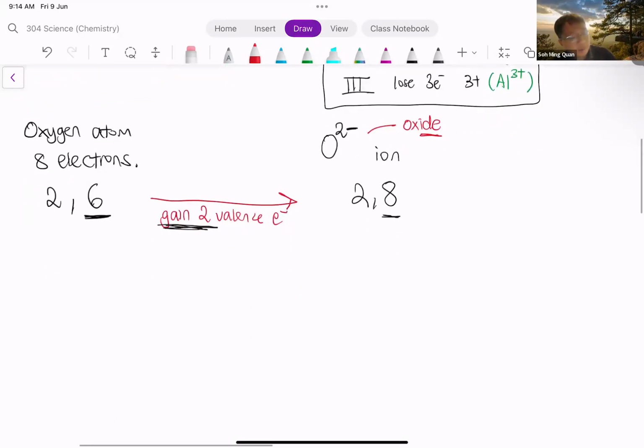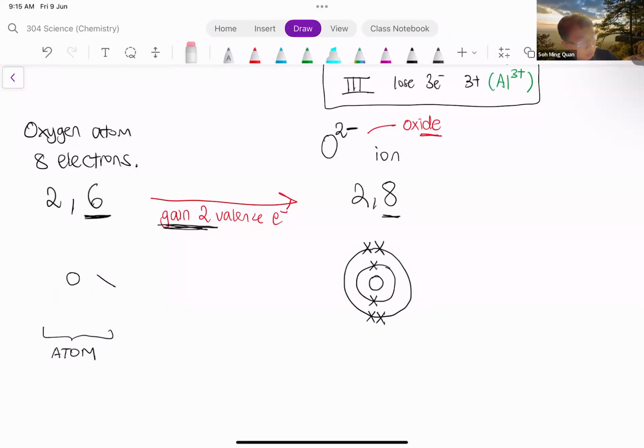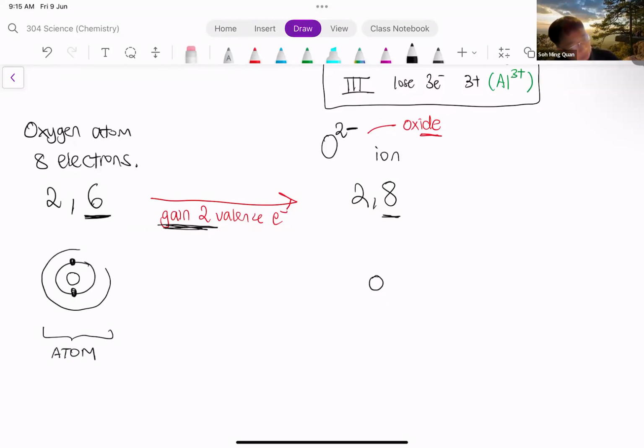Okay. Now you're also able to draw this out. Okay, 2, 6. This is 2, 6, the oxygen atom. Now we draw the ion. Now when you draw the negative ions, you must be careful. Why do I say you must be careful? Okay, sorry. I used the wrong symbols. We should have used dots for this. So for oxygen, let's use dots to represent the electrons.